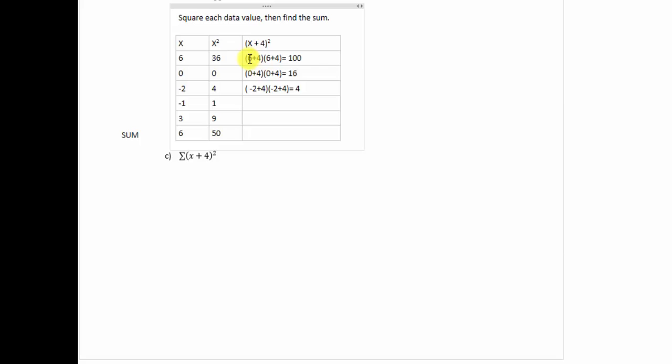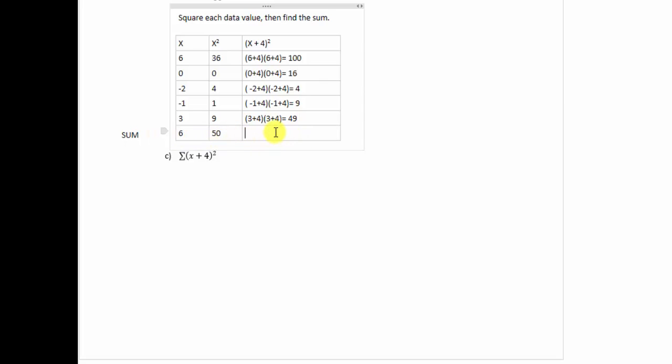The next data value of negative 1, we have negative 1 plus 4 times the quantity of negative 1 plus 4, and that would equal 3 times 3, which is 9. Our last data value is 3, so that means we have the quantity of 3 plus 4 times the quantity of 3 plus 4. So that turns into 7 times 7, or 49. Remember, this last row is where we're writing our sum.